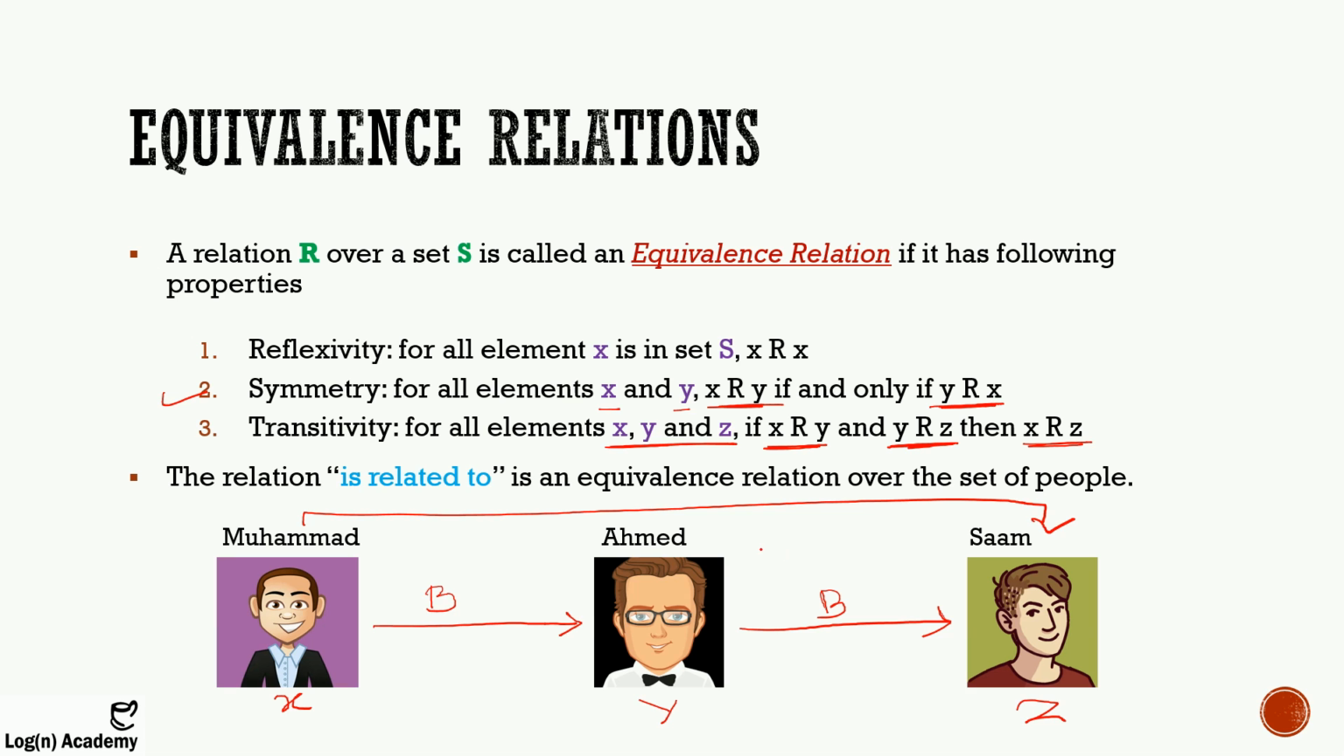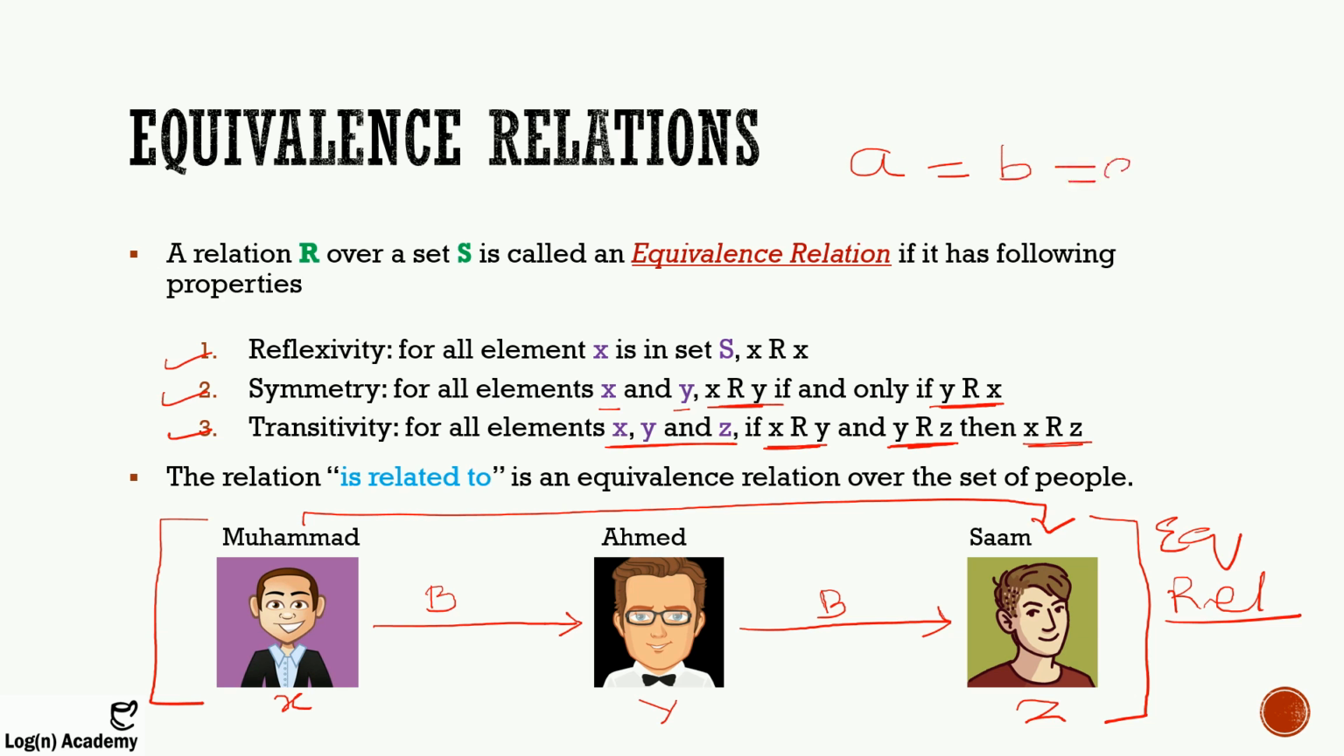So when we satisfy all these three properties, we say that this relation is an equivalence relation, right? This is an equivalence relation. And this is based on the equality that one object is related to a second object, and that is related to a third object. So when these three objects satisfy these properties, then we say it's an equivalence relation, right?